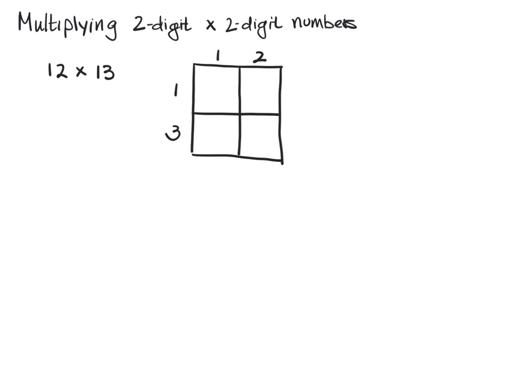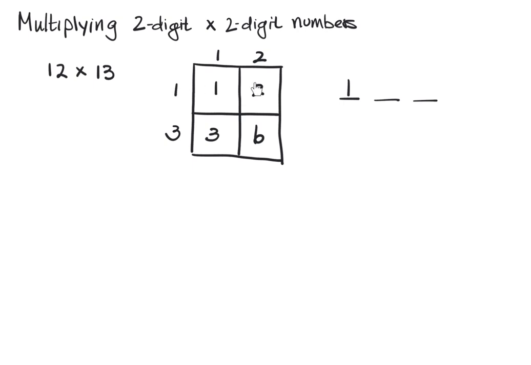1 times 1 is 1. 1 times 2 is 2. 1 times 3 is 3. And 3 times 2 is 6. But remember, this was really a tens times a tens. It's kind of like saying 10 times 10. 10 times 10 is 100, not 1. So I'm going to have a 1 in the hundreds place.